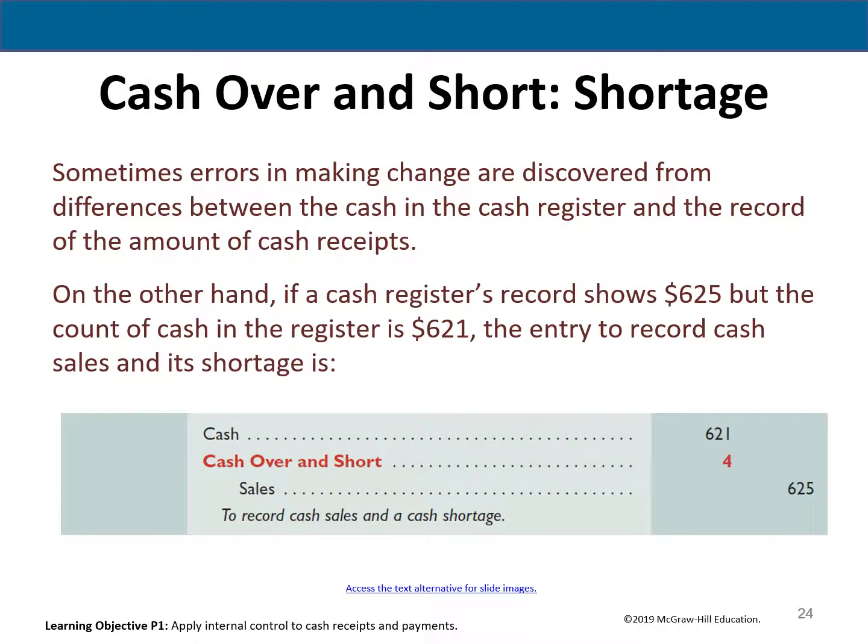So here's an illustration where now the cash register's record shows $625 as the sales, but the amount in the cash register is only $621. So it looks like the human gave out $4 too much of change. Well, debit cash $621, credit sales for $625, or sales revenue. The difference you would debit to cash over and short. So that's how companies account for human error.